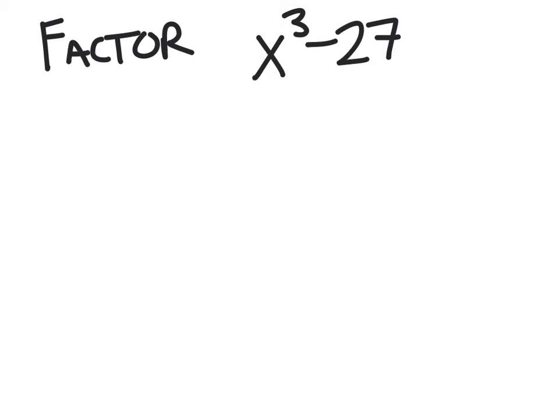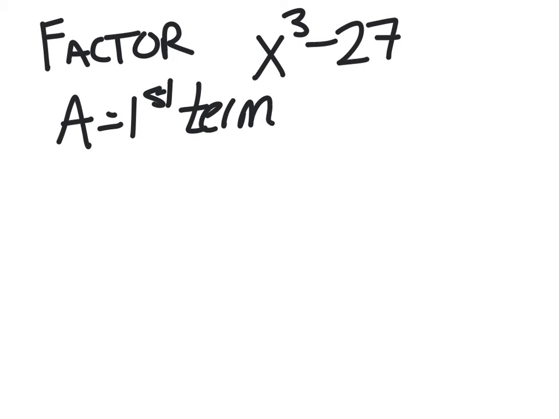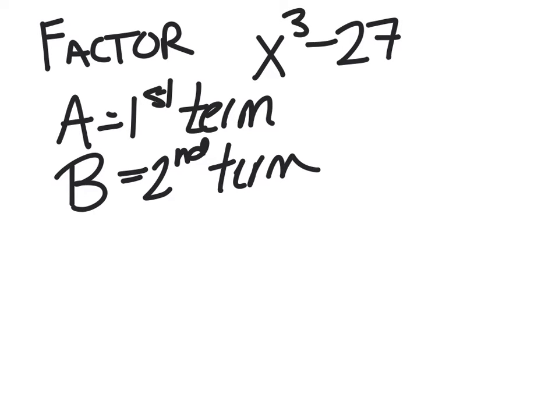The first thing I want to do is identify who A is and who B is. So A is, let's make a note, the first term that you're going to cube, and B is the second term that you're going to cube. So the question is, who am I cubing to get x cubed? Cubing means you multiply it 3 times. Who are you multiplying by to get x cubed? And that will tell you who A is.